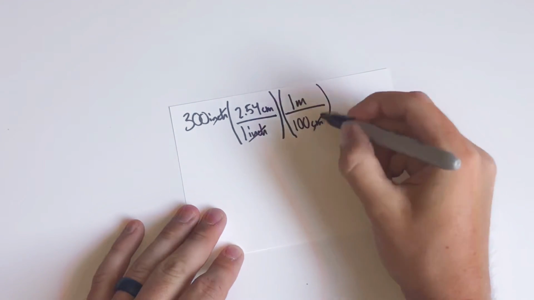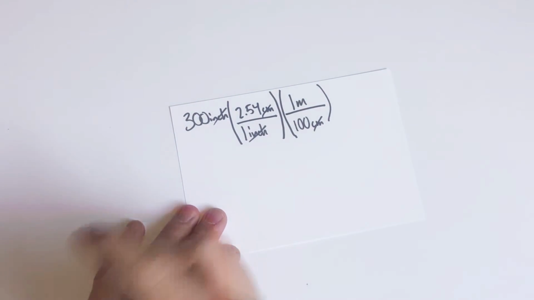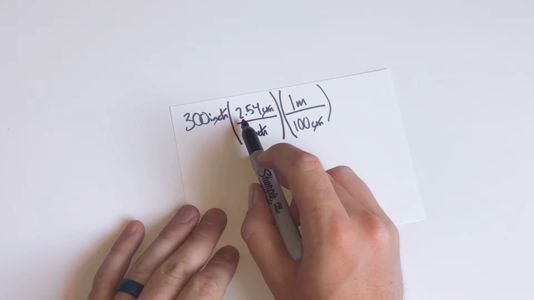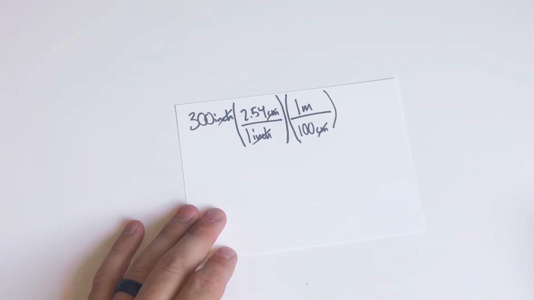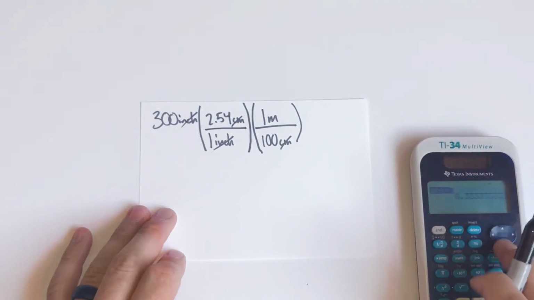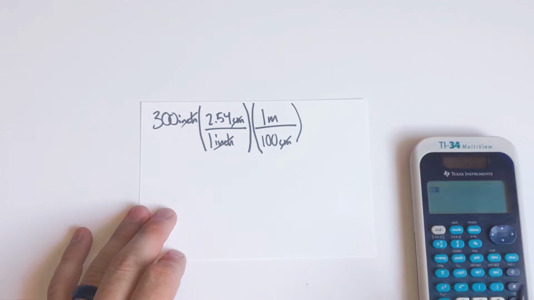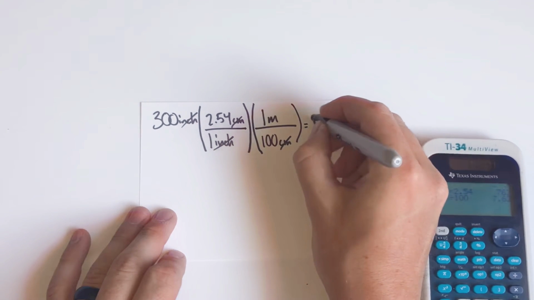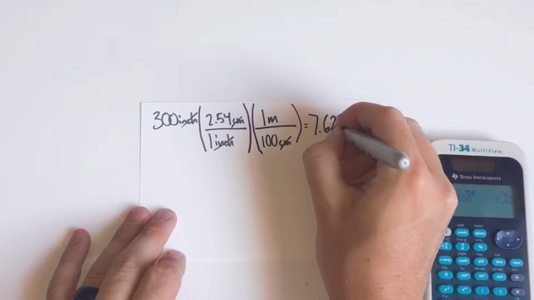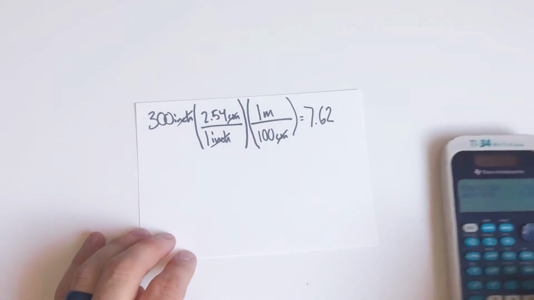And that will get us there if we cancel out our units. So 300 times 2.54 divided by 100 solves out to be 300 times 2.54 is equal to 762, divided by 100 is 7.62. All right. Easy enough.